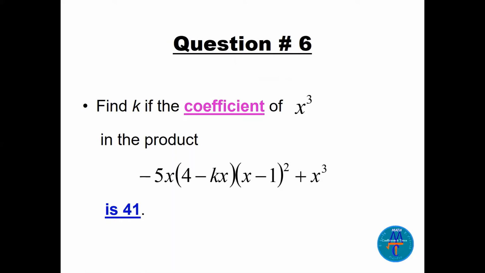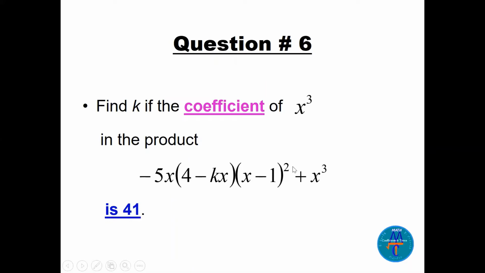Find k if the coefficient of x cubed in the product, this is the product, this is a polynomial, is 41. So the coefficient is 41. We need k. What is k that will make the coefficient 41? The coefficient, remember, of x cubed. So we don't care about x squared. We don't care about x or x power 4.